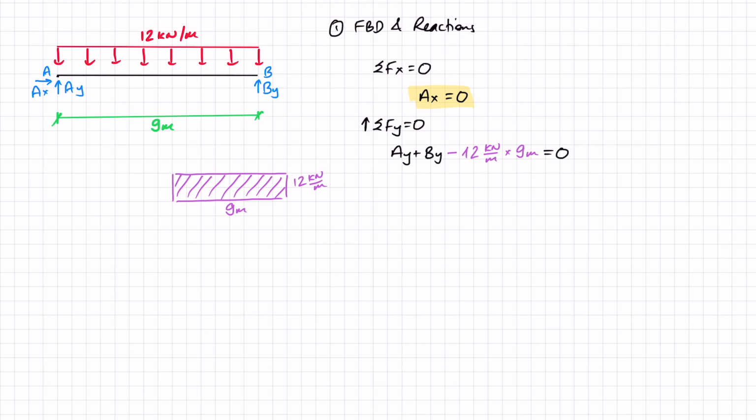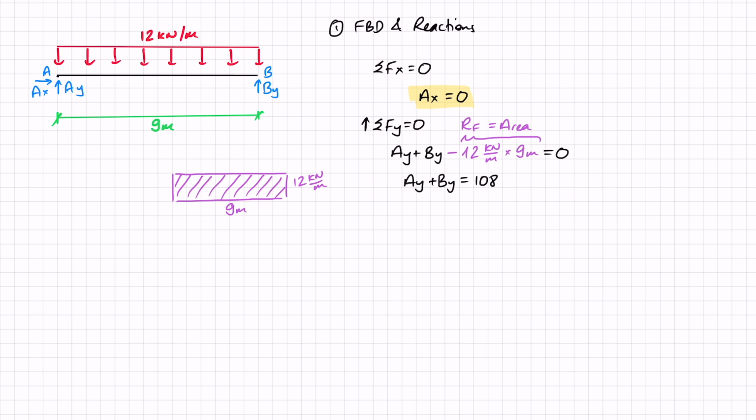Okay, so just a reminder, this is the resultant force, RF, and that equals the area. And if I sum all of this up, I get that AY plus BY equals 108.